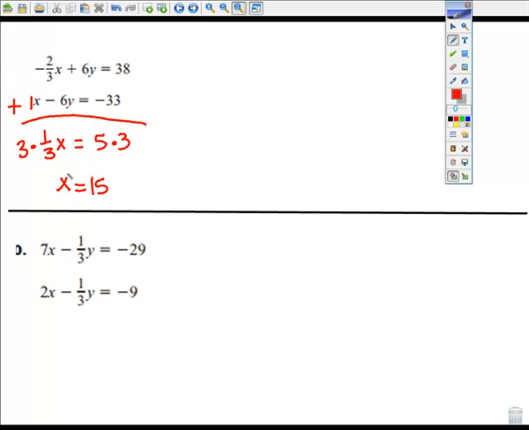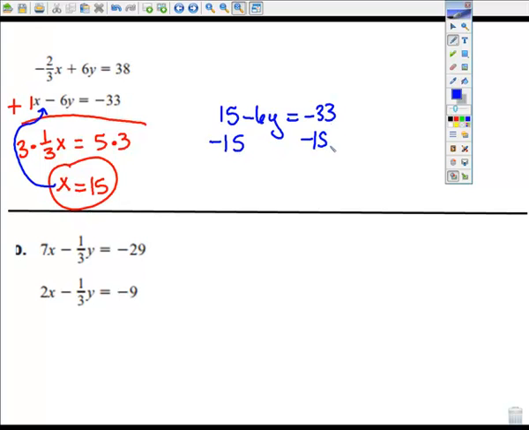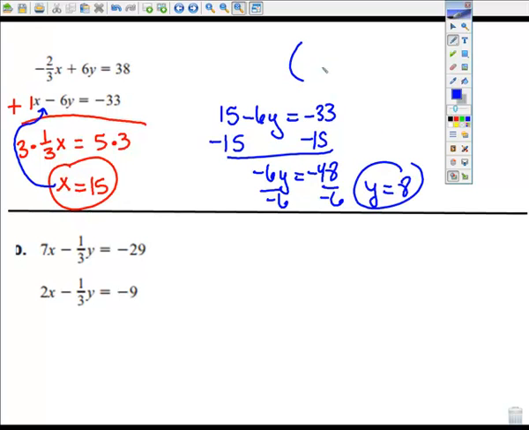So x equals 15. I'm going to choose now to put this in the bottom equation simply because the bottom equation doesn't have fractions. Remember I told you I almost always put it in the top, but sometimes I choose to put it in the bottom. So I have 1 times 15, or just 15 minus 6y equals negative 33. I'll subtract the 15. So negative 6y equals negative 48. Divide by negative 6, and y equals positive 8. So my solution is 15, 8.